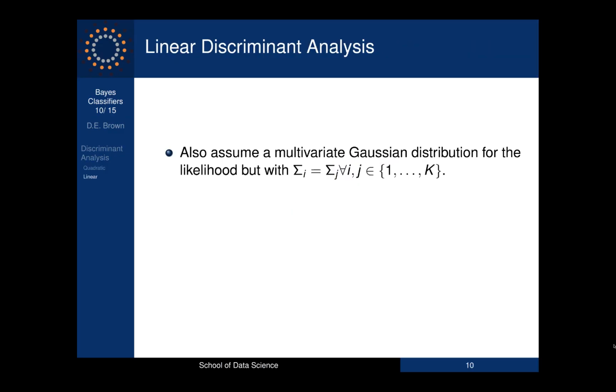Okay, let's now look at the linear case. In the linear case, we again assume multivariate Gaussian distributions for the likelihood. The only difference now is we're going to assume that the variance-covariance matrices between all the classes are equal. So in other words, if we think of our admission problem, then each one of the admission classes, admit, deny, wait list, they all have the same variance-covariance matrix. Or if we think of the disease one, every one of the disease categories, flu, cold, etc., they all have the same variance-covariance matrix. The only thing that's going to change is the mean values.